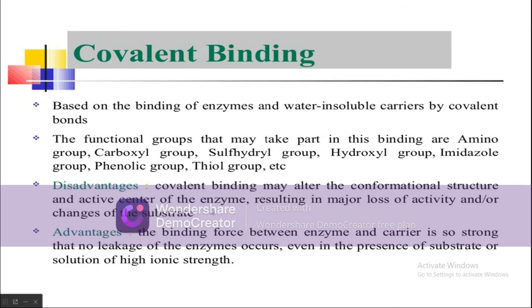And the disadvantage: covalent binding might alter the conformational structure and the active center of the enzymes. Seriously speaking, because sometimes at the active center of the enzymes we have amino acid residues. So if the amino acid residues react with the functional groups from the substrate, of course, it will just change the conformation of the enzymes, meaning that the substrate cannot even find a position to bind to, so therefore no catalysis will take place. So that is one of the disadvantages. Then the advantage: the binding force between the enzymes and the carrier is strong. Because it is a chemical reaction, you should not expect the leakage of the enzymes, even in the presence of substrate or solution of high ionic strength. It's very strong.